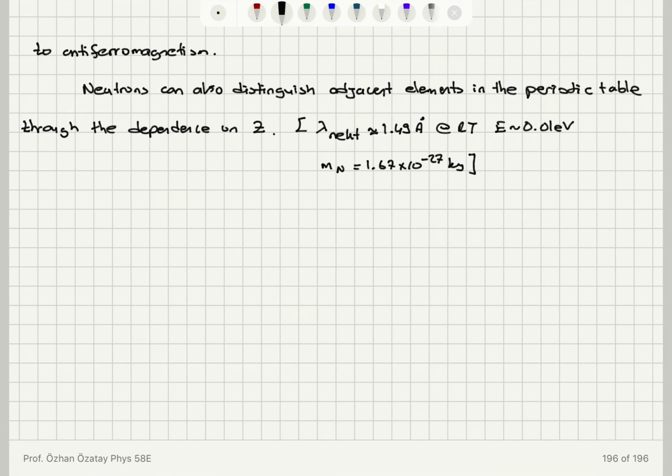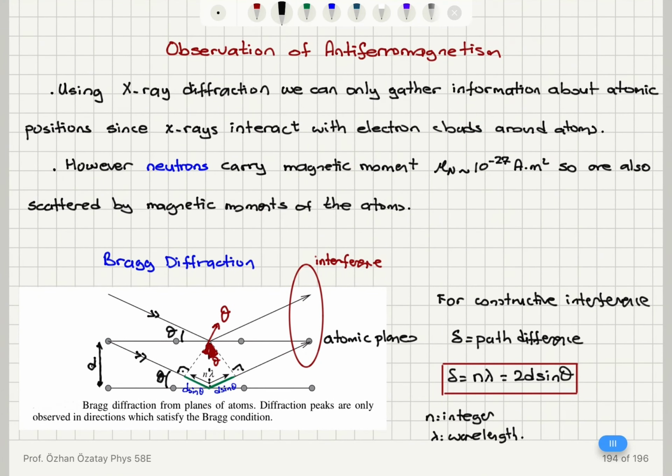Okay, so in summary, we talked about detection of antiferromagnetic order. We have learned that using X-ray diffraction it's not possible, because X-ray diffraction is based on the interaction of X-rays with the electron cloud. It's not sensitive to magnetic moments. However, if we do neutron diffraction, neutrons carry magnetic moments about 3 to 4 orders of magnitude smaller than a Bohr magneton.